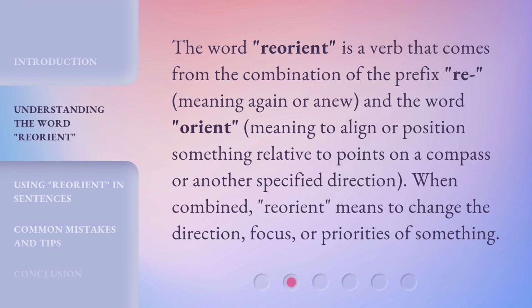The word reorient is a verb that comes from the combination of the prefix re, meaning again or anew, and the word orient, meaning to align or position something relative to points on a compass or another specified direction. When combined, reorient means to change the direction, focus, or priorities of something.